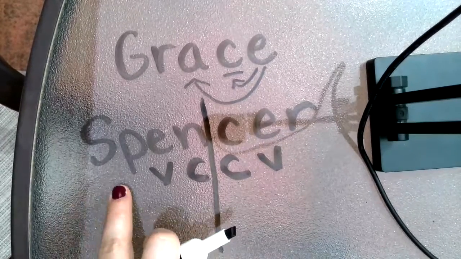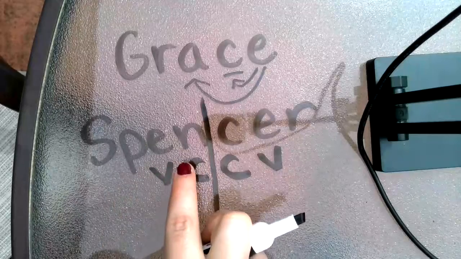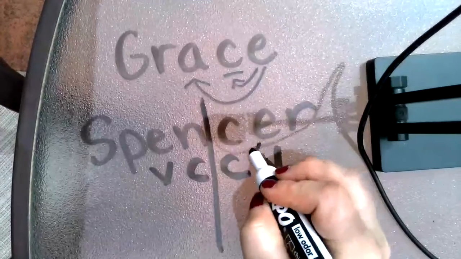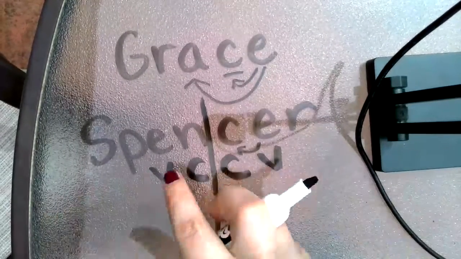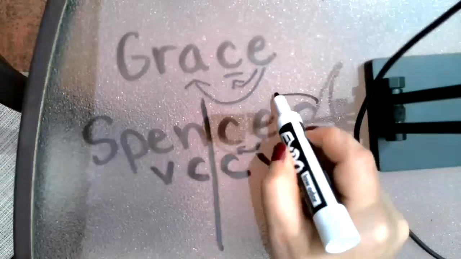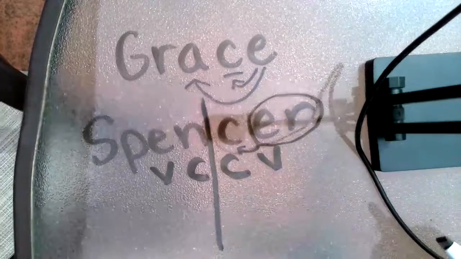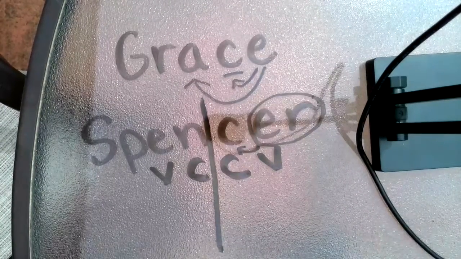So we've got sp, n, spen. Ooh, we've got an E, so I know that should make that C soft. So spen, Spencer. Her name is Grace Spencer.